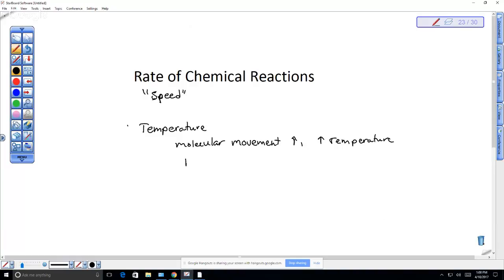So in general, if we increase temperature, we tend to increase the rate of reaction, up till a point. So sometimes temperatures can influence the actual molecules and decrease the rate of reaction. But if we increase the temperature a little bit, we're going to get an increase in the rate of reaction. Okay. We can also talk about the concentration of the reactants.